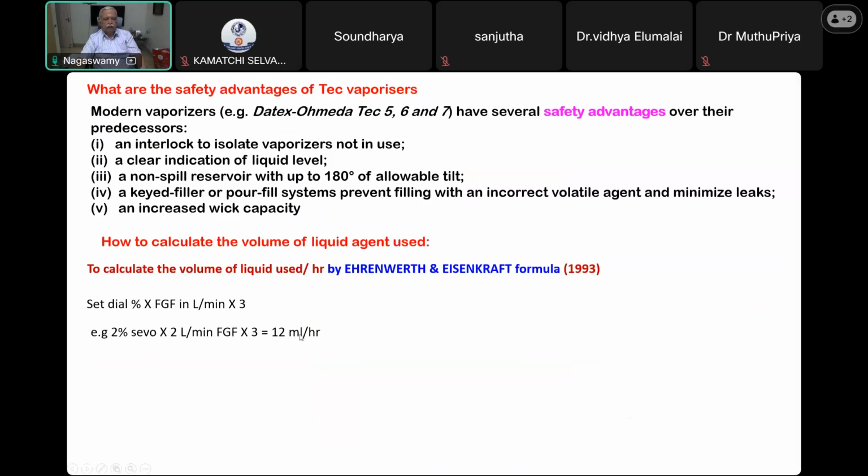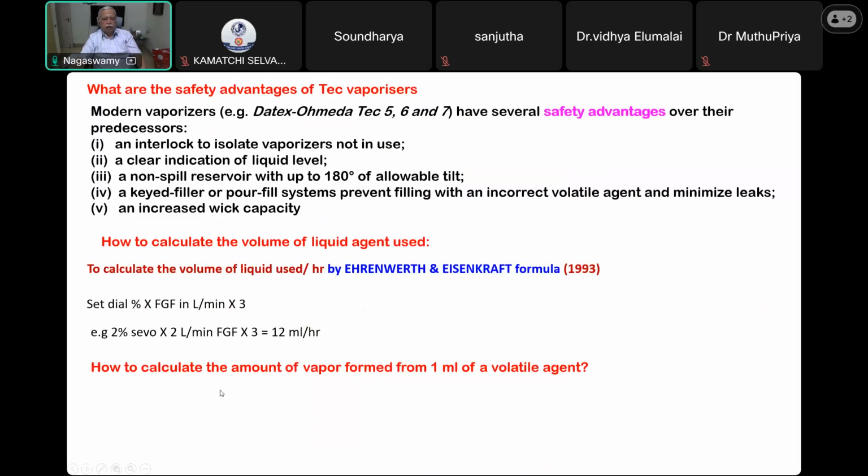That is how the calculation works. So the 3 is a standard. It will vary depending on the fresh gas flow and the percentage that you use. So if you want to reduce the expenditure on sevoflurane, you have to go for a lower percentage in the dial and a lower fresh gas flow, and you can reduce the quantum of sevoflurane that is being used.